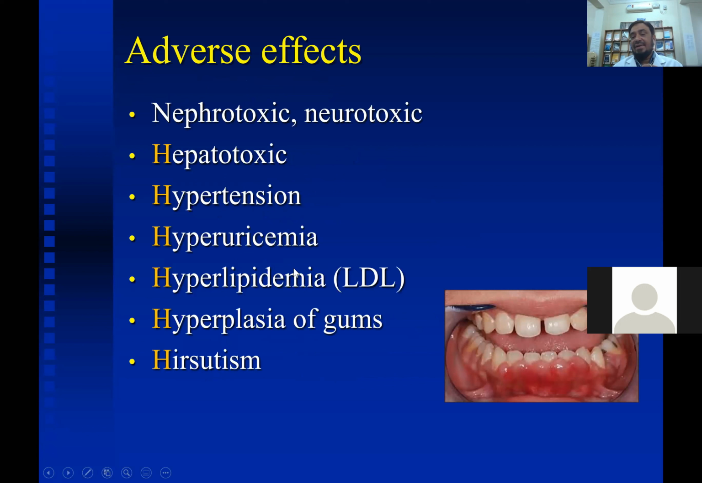So what are the adverse effects of cyclosporin? We had already seen this in the last class. It is nephrotoxic, neurotoxic, and also hepatotoxic. Also it causes adverse effects like hypertension, hyperuricemia, hyperlipidemia, hyperplasia of the gums, that is gingival hyperplasia, and hirsutism.